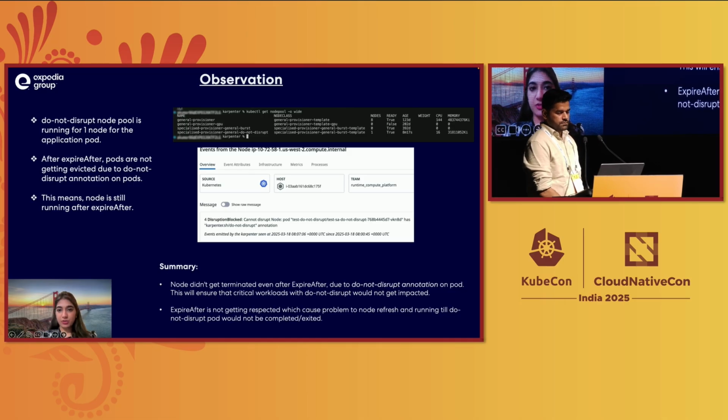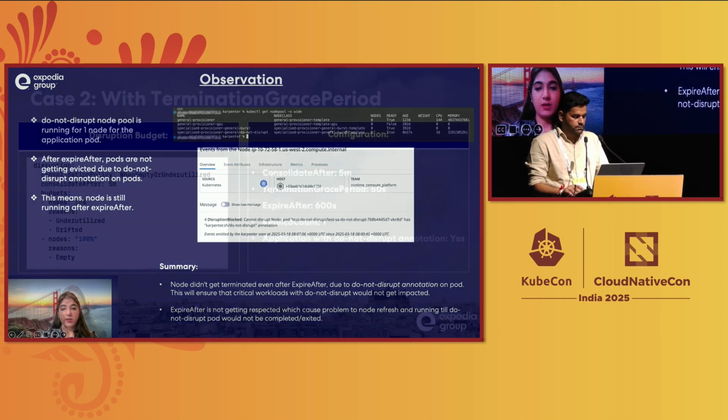This behavior ensures that the critical workloads marked with the do not disrupt annotation are protected from any kind of disruption, avoiding unintended downtime. However, because the expire after is not being enforced here, this can delay node refresh operations, node replacement, recycle, etc., leaving the node running until the do not disrupt pod either completes or exits.